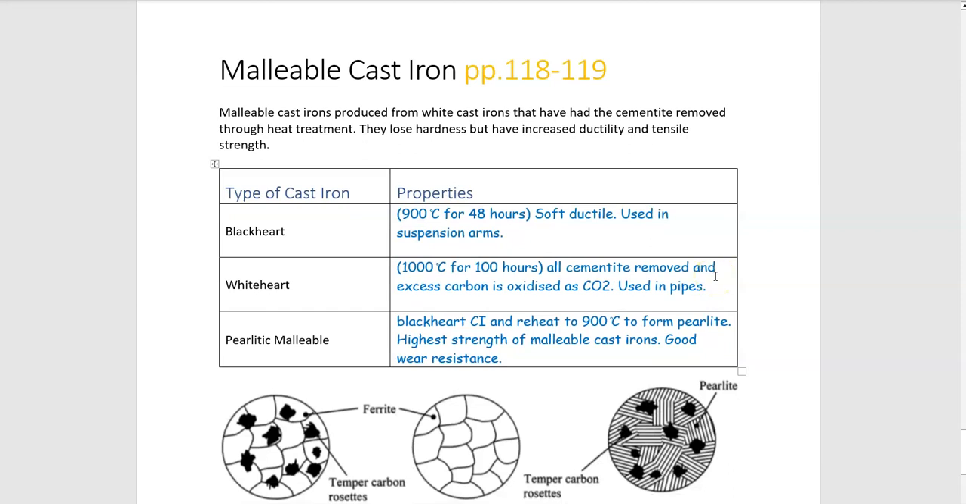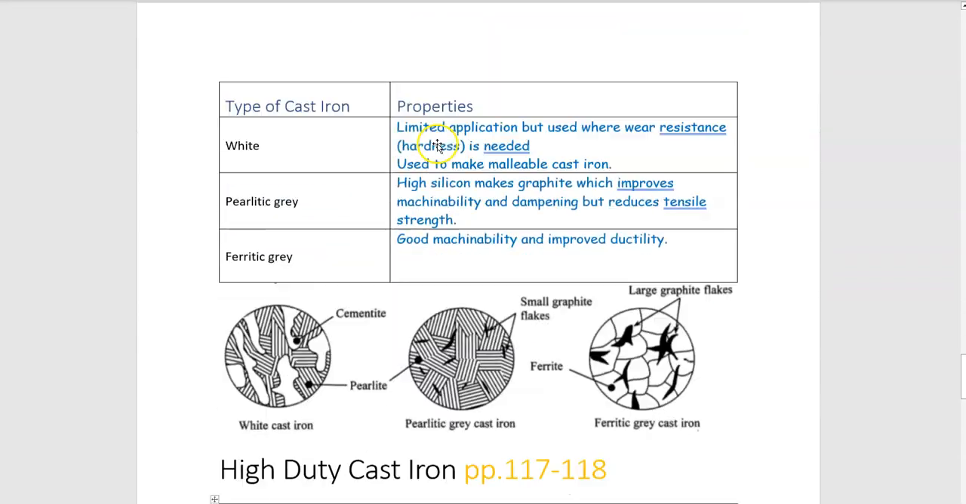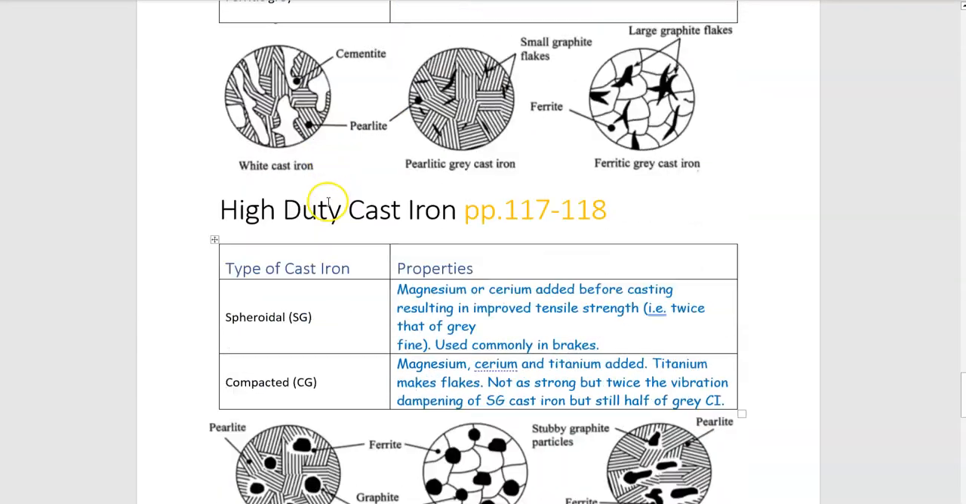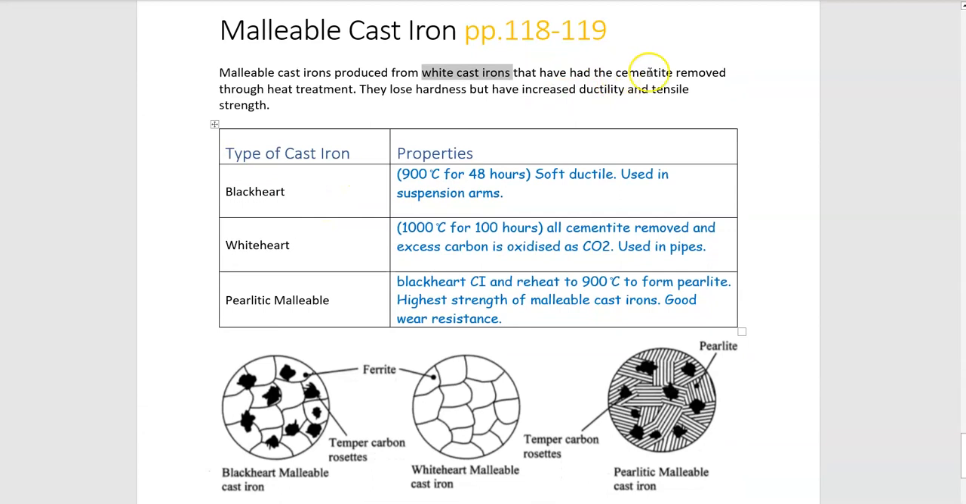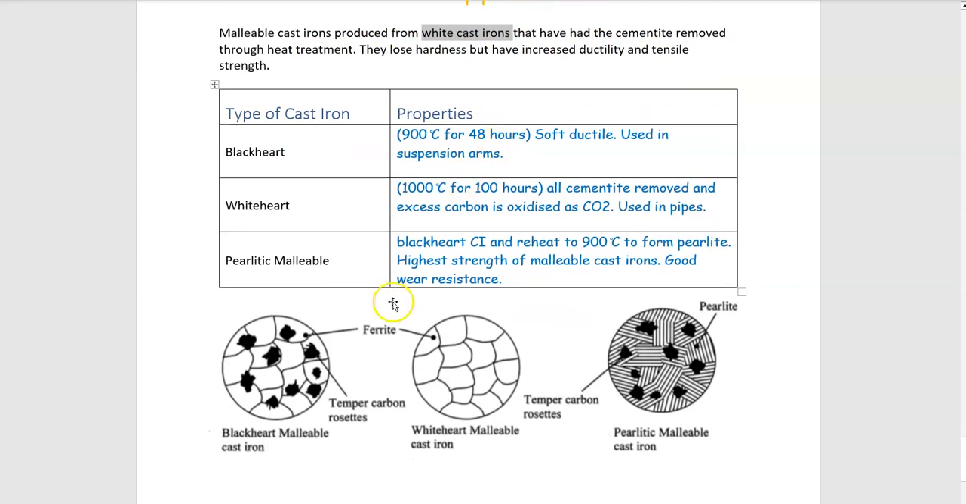Malleable cast irons. So remember, to make malleable cast iron, we have to start with white cast iron first, right? So not grey. And what they have is the cementite removed through heat treatment. They lose hardness. So remember, we started here with white cast iron with the cementite there, big cementite chunks. And those cementite chunks are going to be removed, but we're going to go through heat treatment. They lose hardness, but have increased ductility and tensile strength. So we've got three forms: black heart, white heart, and pearlitic malleable.